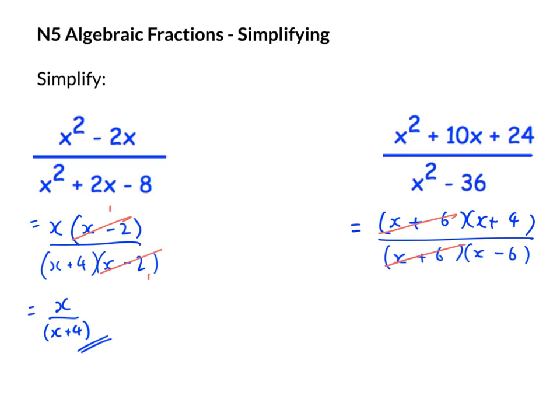Divide the top and bottom by x plus 6 to cancel both of those down to 1, and I'm left with 1 times x plus 4 on the top and 1 lot of x minus 6 on the bottom.